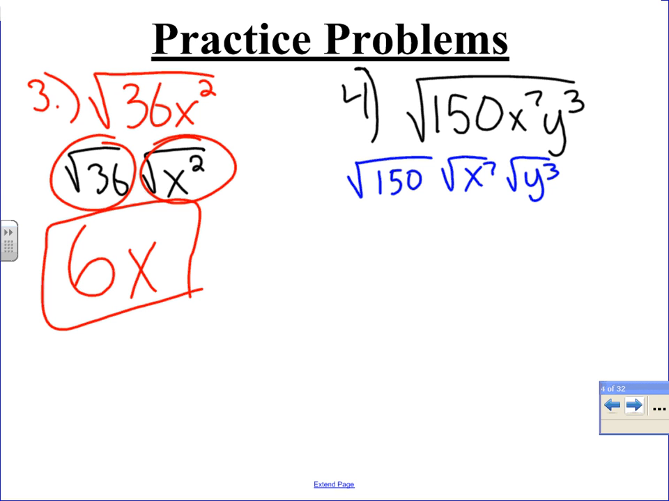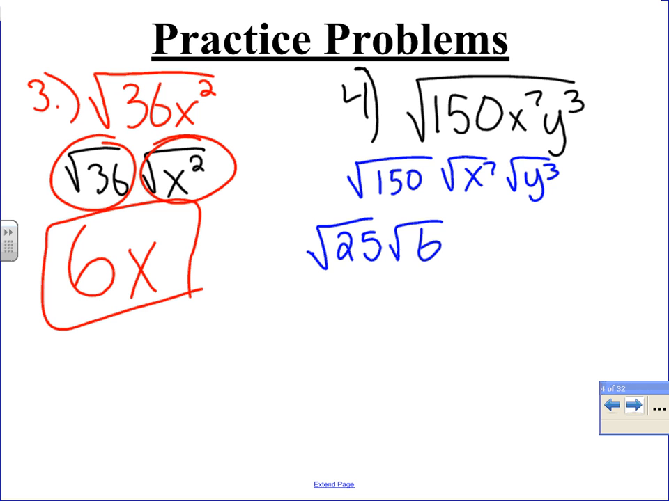We're going to split them. Yep. John, think you know? How many quarters are in $1.50? Good job. So we're going to change this to be 25 times 6. 25 times 6 is 150. 25 is a perfect square, and there are not any other perfect squares that go into 6.